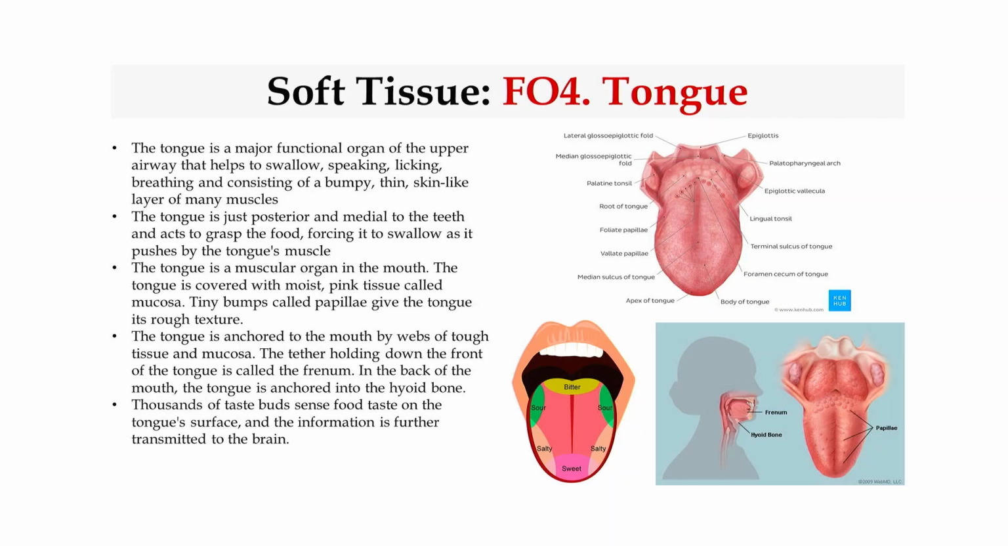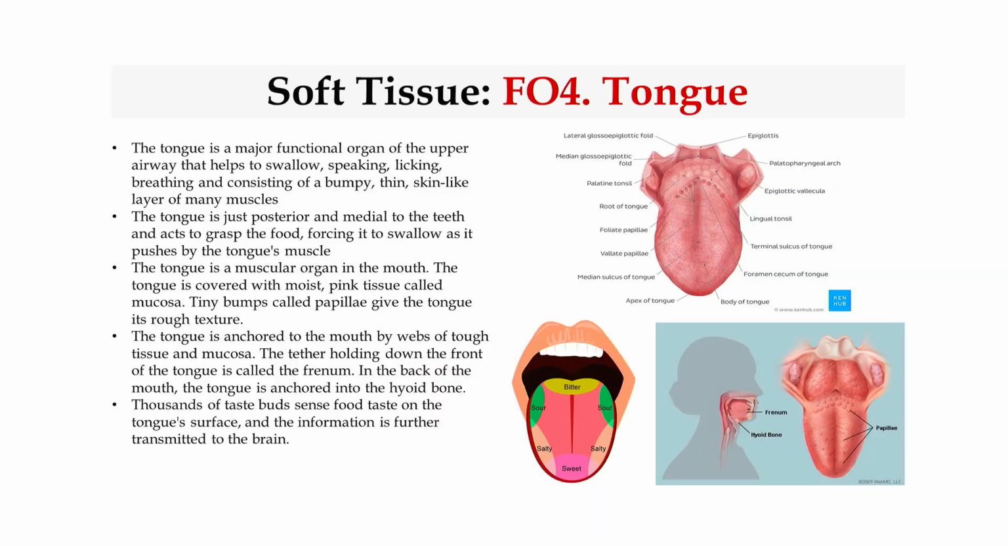The tongue is just posterior and medial to the teeth and acts to grasp the food. Posterior is on the back side and medial is somewhere on the side. These are anatomical terms I'm going to skip for now, right? It acts to grasp the food, forcing it to swallow as it gets pushed by the tongue's muscle, right? So the tongue lets you swallow.